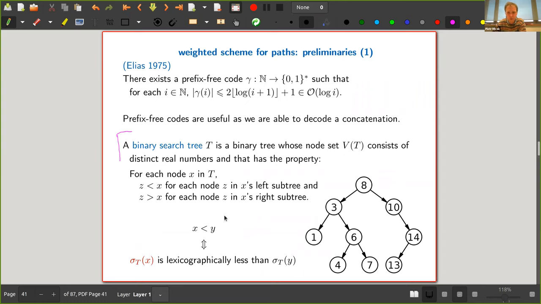I'm sure that all of us know what a binary search tree is. The nodes are real numbers, and the actual label will be just the signature of a number. So the label here would be 0, 1, 0. Given labels like that, which correspond to paths in a binary search tree, given two signatures, I can already recognize which value is smaller and which is larger. That's just a lexicographic ordering.